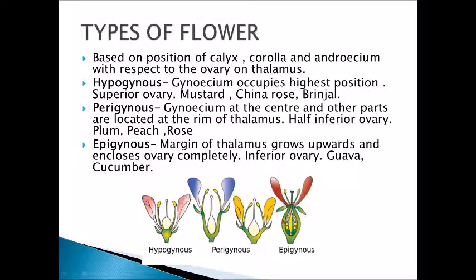This structure is completely enclosed by the thalamus, and that is why the ovary is called an inferior ovary, because the sepals, petals and stamens are above the ovary. They are not below the ovary. Here all three are above the ovary and the ovary is below. So that is why it is called inferior ovary, and such a structure you see in the flowers of guava and cucumber.